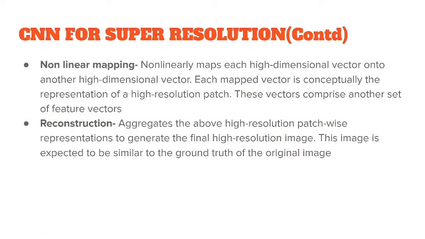The second operation is non-linear mapping. In this we non-linearly map each high dimensional vector onto another high dimensional vector. Each mapped vector is conceptually the representation of a high resolution patch. These vectors comprise another set of feature vectors.